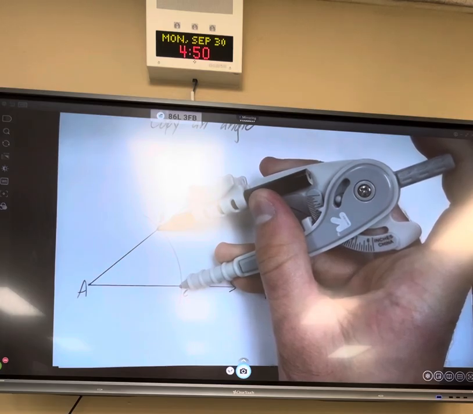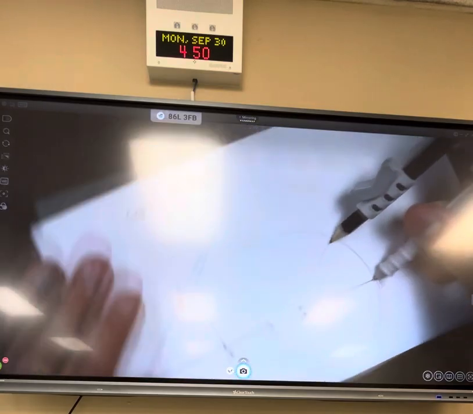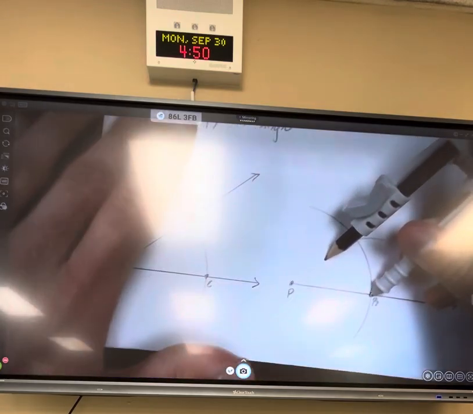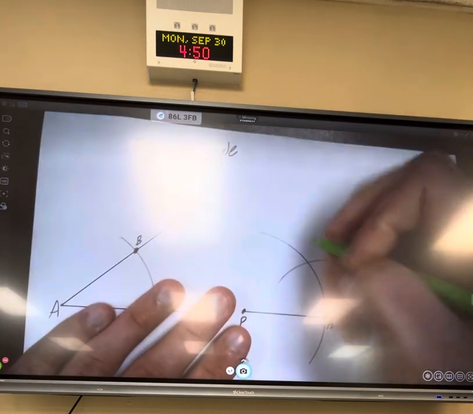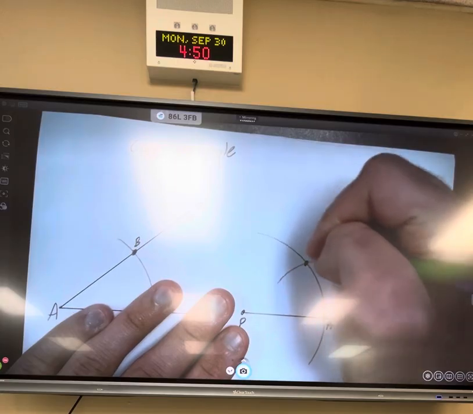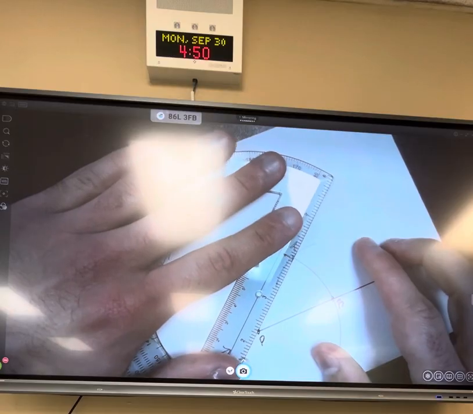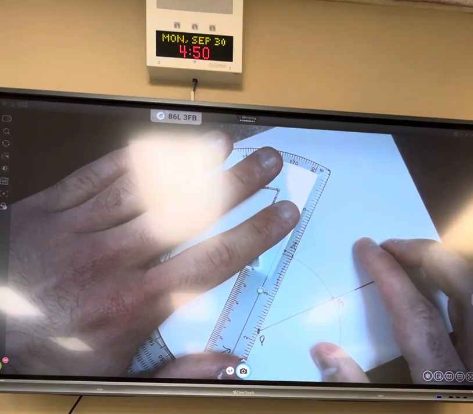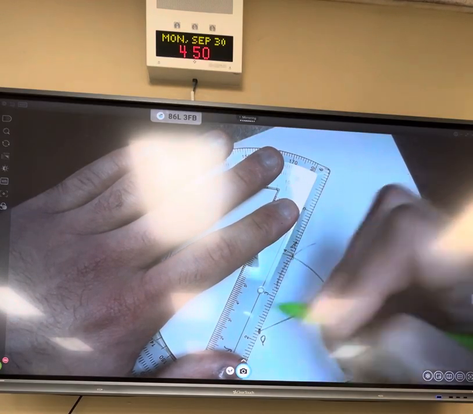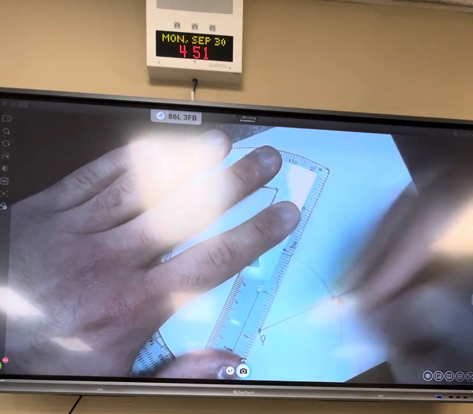Now, keeping the same compass setting, put the compass point on R and draw an arc to locate point T. So I'm going to put this here, this way. That's going to be my, what did they want me to put? T, right? T. And now I'm just going to put this here and draw my ray PT. You have to draw a ray.